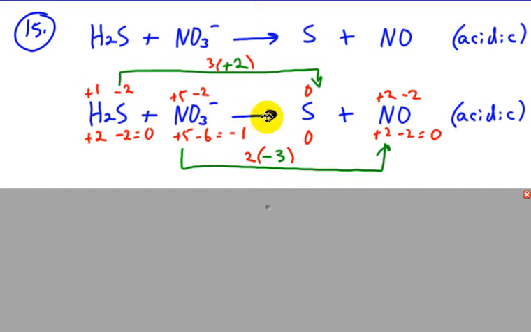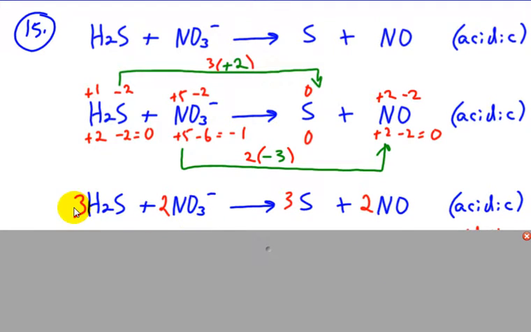And of course, for 3 and 2, the lowest common multiple is 6. So I'm going to have 3 S's and 2 N's. Simply putting those numbers here, 3 S's, 2 N's. On the right side it works the same way, 3 S's, 2 N's. Okay, and we're told it's an acidic solution.